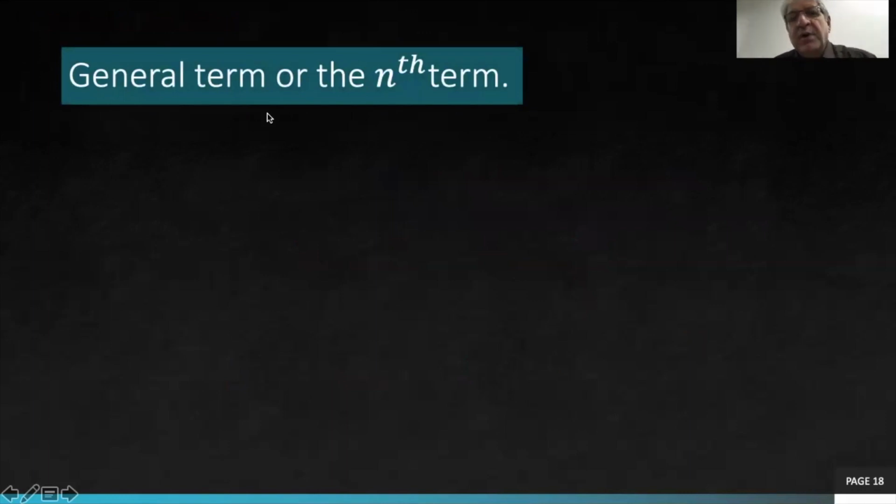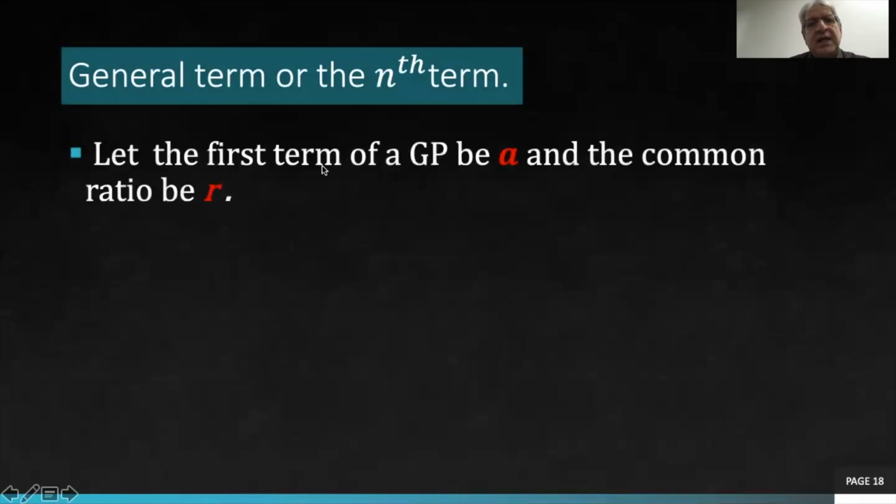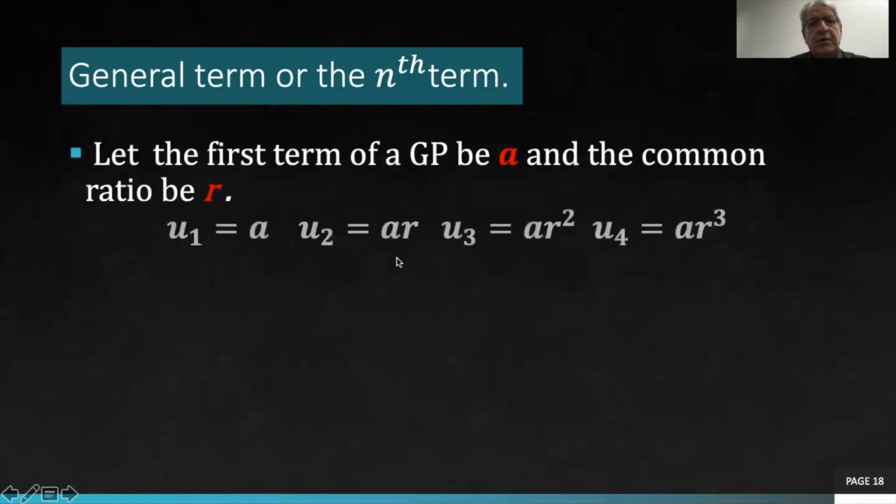Now, the general term, or nth term, of the geometric progression is like that. Let us assume that A is the first term and the common ratio is R. Now, the first term is A, second term will be AR, and the third term will be AR squared, and the fourth term will be AR to the power of 3. You can see that each time I'm multiplying by R to get the next step.